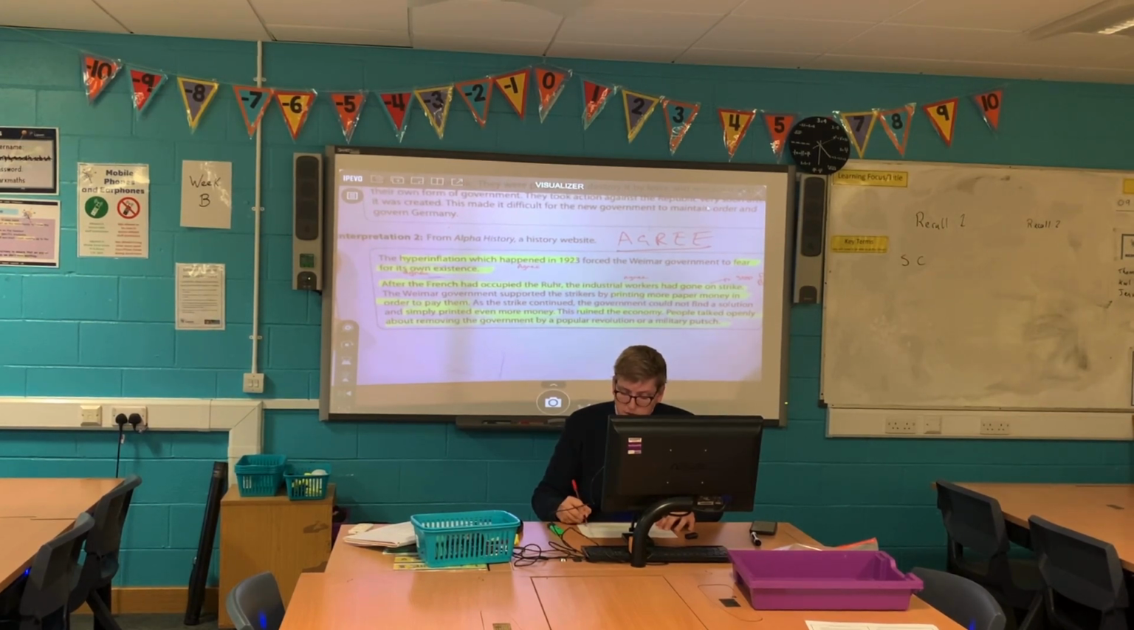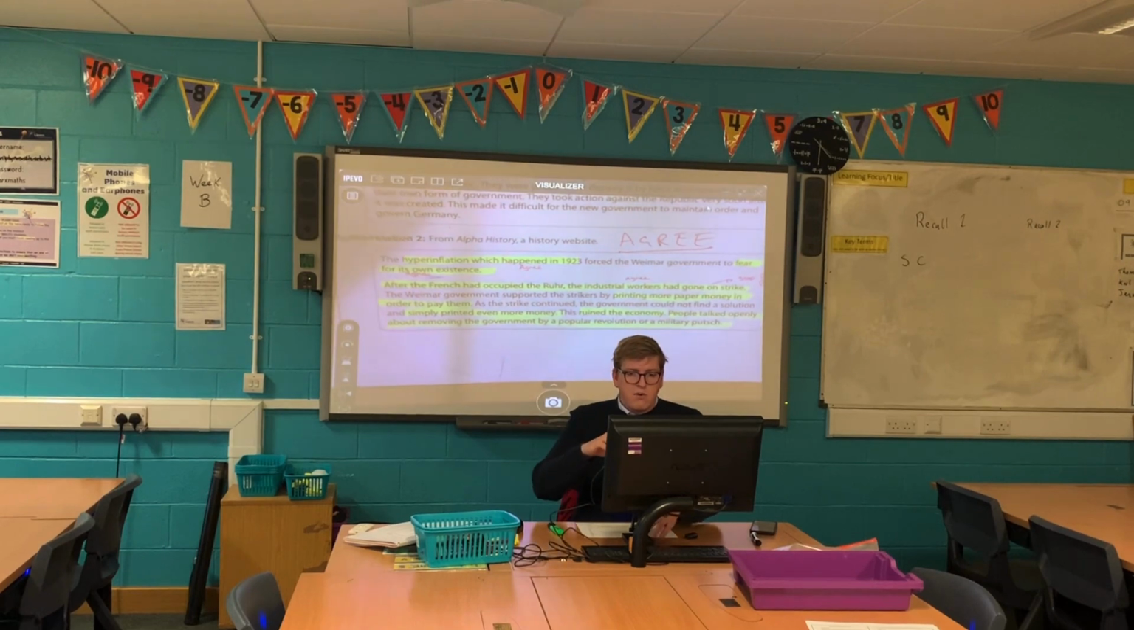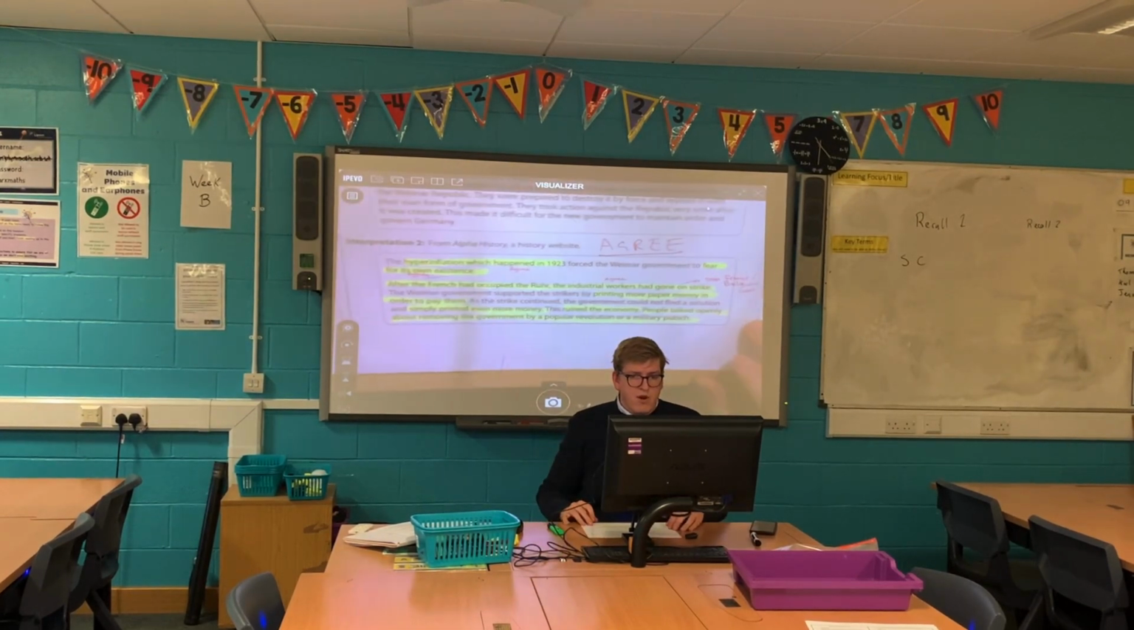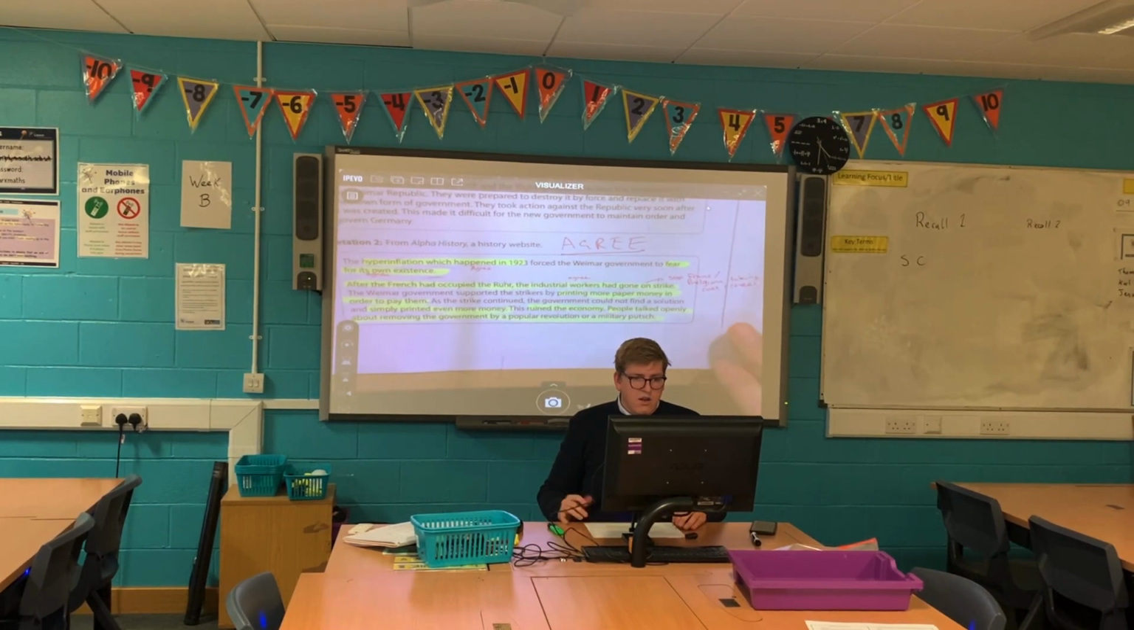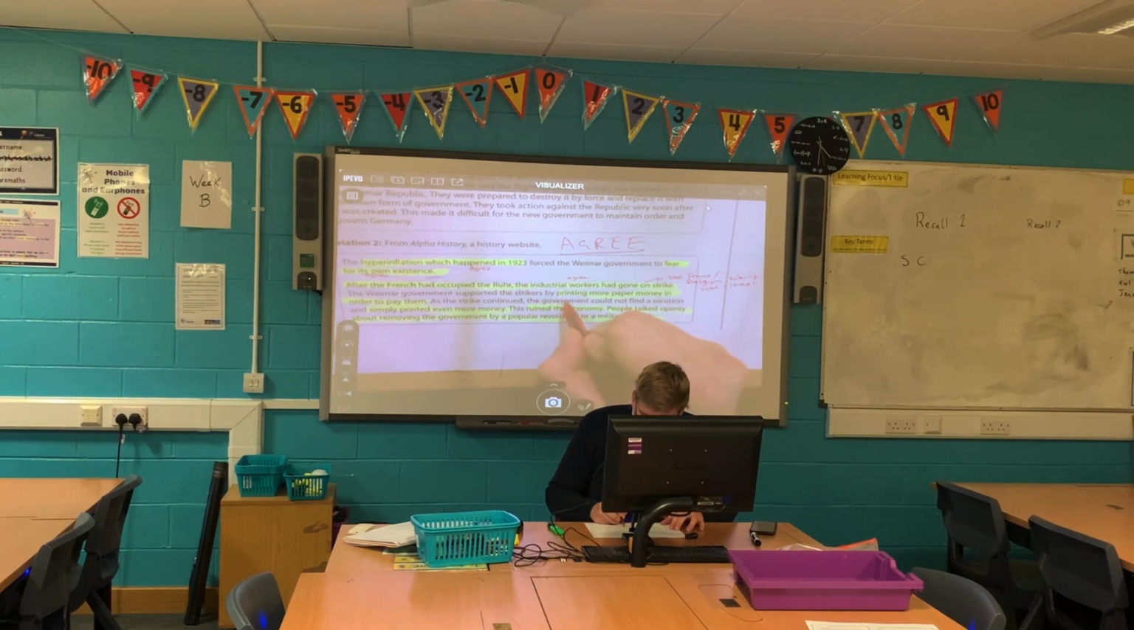So it stops Belgium and France taking, what was it that was in the Ruhr that was so important? Coal. Yeah, things like coal and steel. Taking coal and steel. So at the moment, we agree with this, and it's pretty much completely accurate. Did they print more money? Yeah, of course they did. And they simply printed even more money.